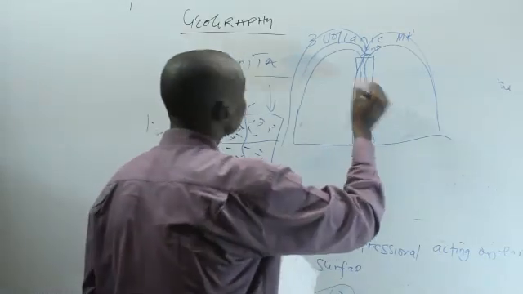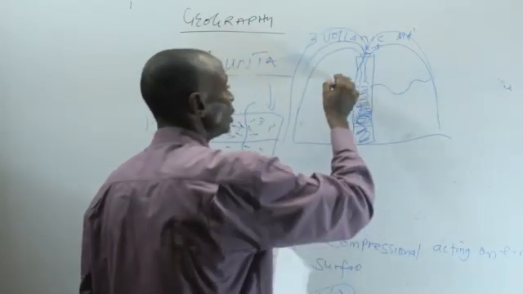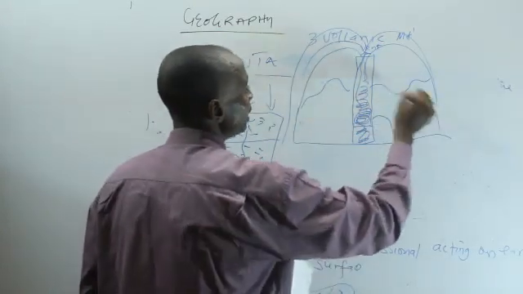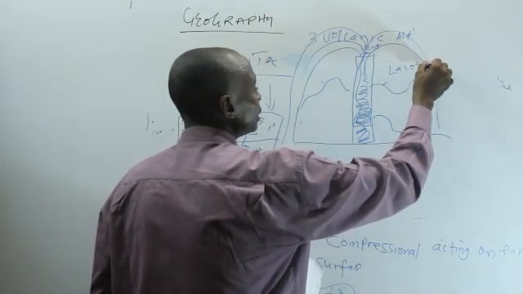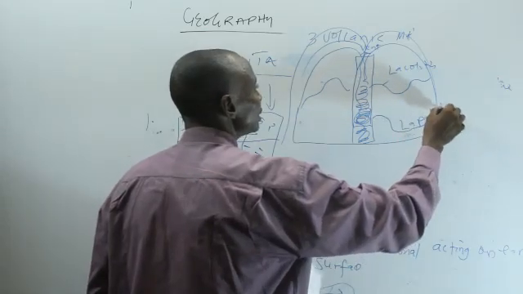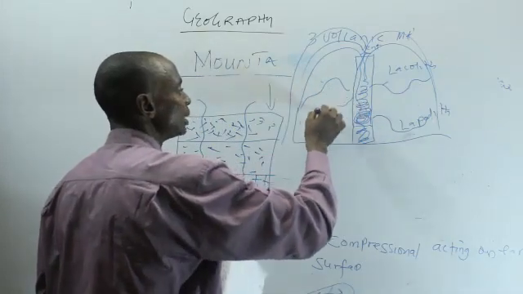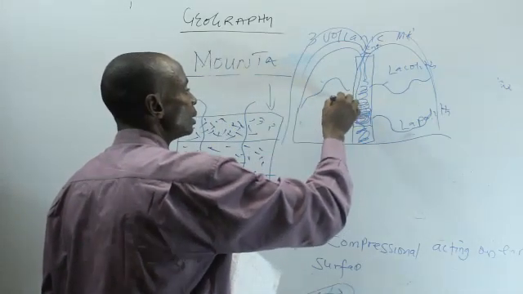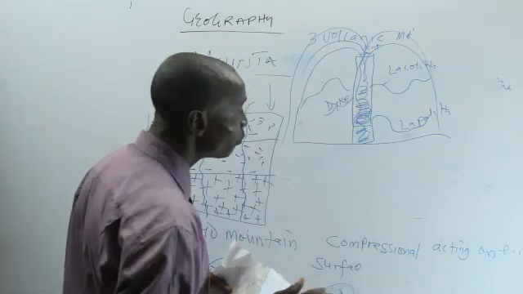Some, like intrusive igneous rock, can go like this, can go like this. Here we call laccolith. Here we call lopolith. Depends on their distance. Here we call dike. So this is what we call volcanic mountain.